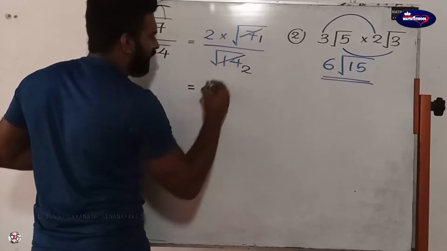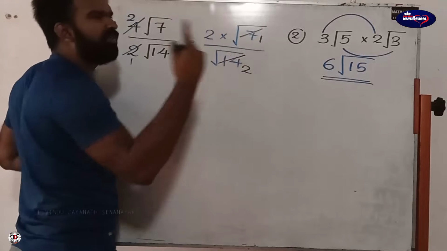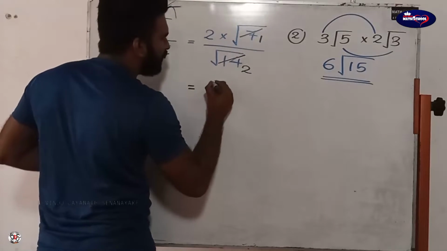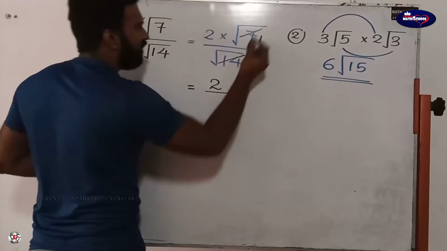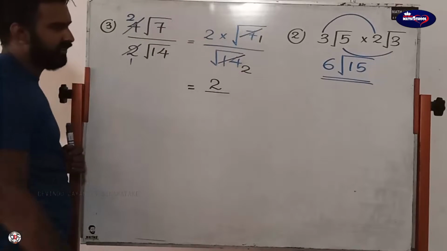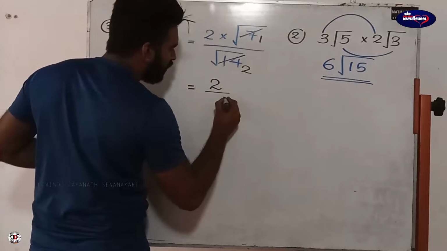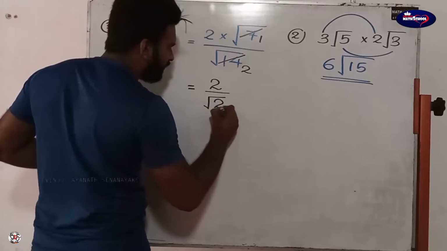Here, 2 into square root of 1 over 2. You know the square root of 1 is 1, a perfect square, so 2 into 1 is 2. So the upper part will be 2, with no radical sign, and the radical sign is in the lower part, with 2 inside it. So you should keep it like this.